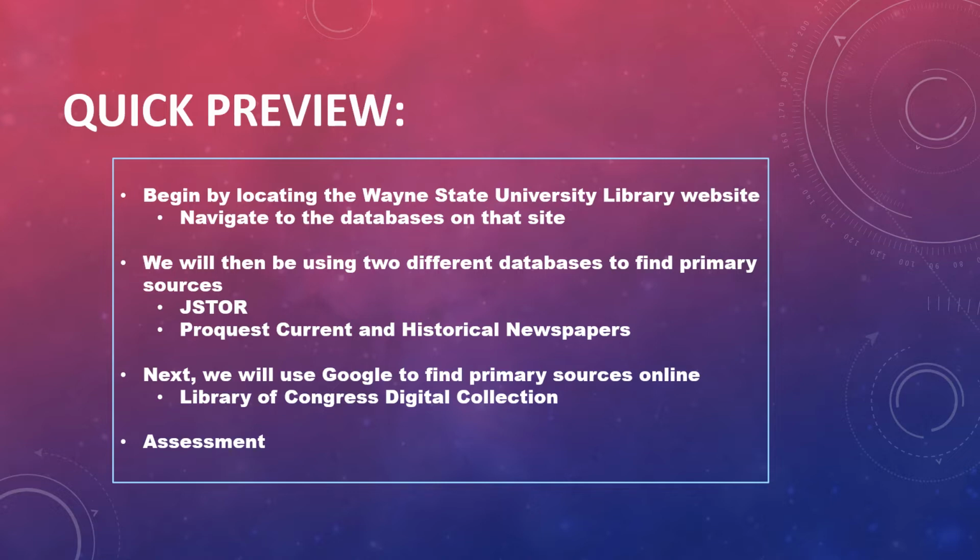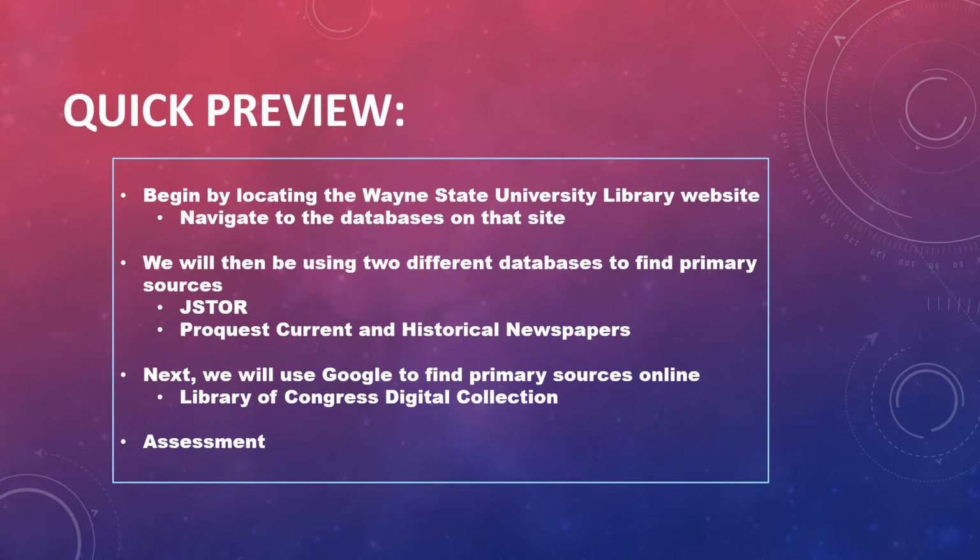We are going to begin by locating the Wayne State University Library website. I'm sure you may have already done this, but we are just going to cover how to find the databases on that site. Then we will be using two different databases from the Wayne State Library website to find primary sources. This will be JSTOR and ProQuest current and historical newspapers.